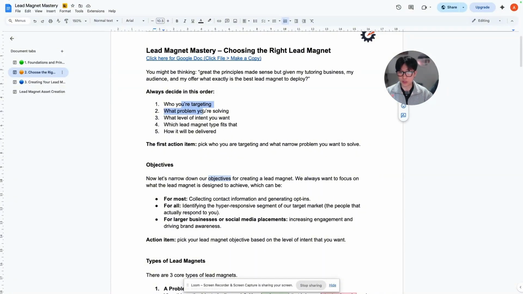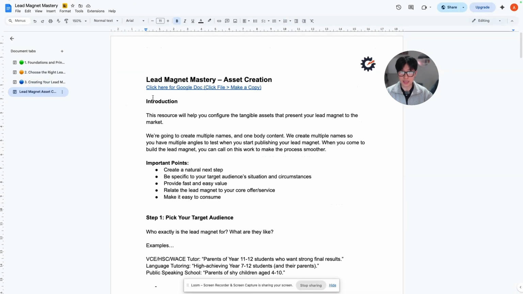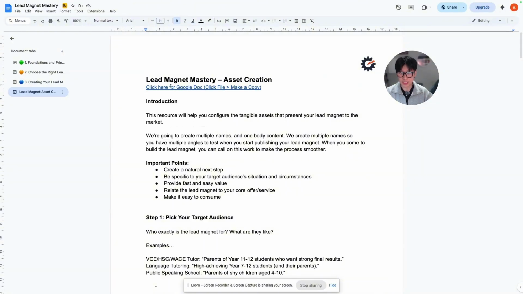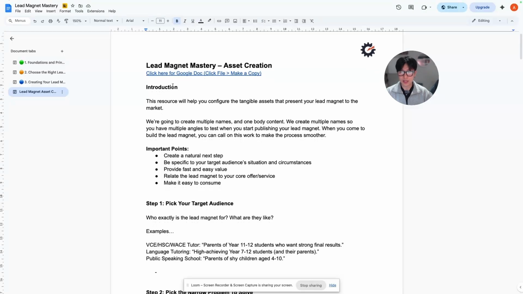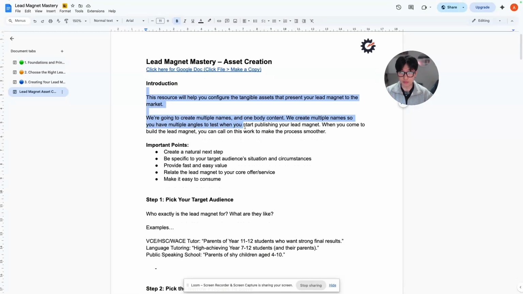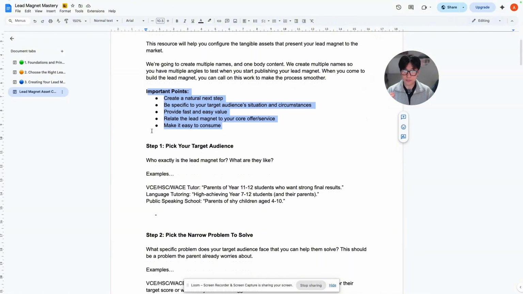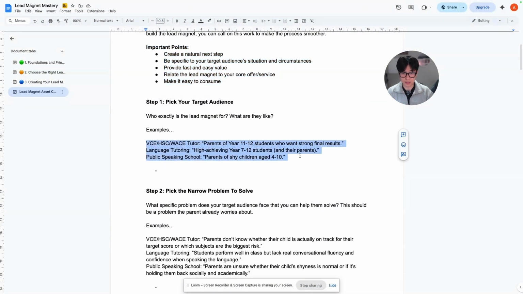So a first action item for you. I want you to do step 1 and 2. I want you to pick who you are targeting and what narrow problem you want to solve. As a reminder, you can do that in the asset creation section in the resource down below. You can click here for a Google Doc or the PDF so you can make a copy for yourself. Have a read of the introduction and the important points that come from the principles, and do step 1 and 2 after reading through the examples.